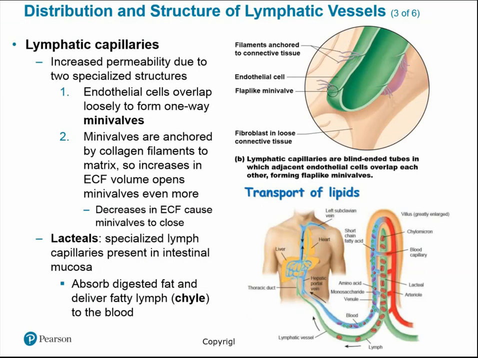So still looking at lymphatic capillaries. So we said they have an increased permeability compared to blood capillaries, and this is due to a couple of specialized structures. So the first being that their endothelial cells are going to kind of just loosely overlap one another to form these one-way mini valves, so a flap-like mini valve. So this means the fluid can only go inside the capillary, but it can't come back out. And these mini valves are going to be anchored by collagen filaments.